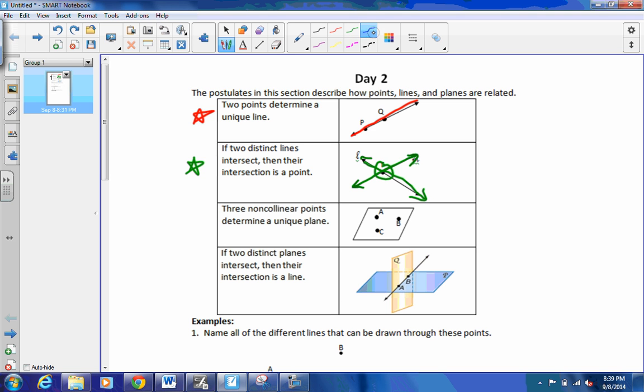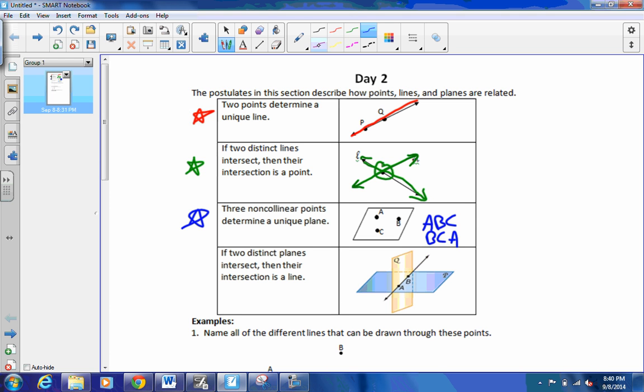All right, the third postulate that we can talk about is about planes. It says that 3 non-collinear points, that means 3 points that are not on the same line, determine a unique plane. So you have 3 points here. They're not on the same line. So that means they can determine one plane. There's only one plane that goes through all 3 of those points. And you can call that plane ABC if you'd like. You could also call it BCA, ACB. You get the point.